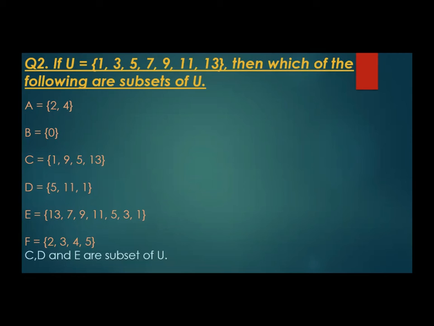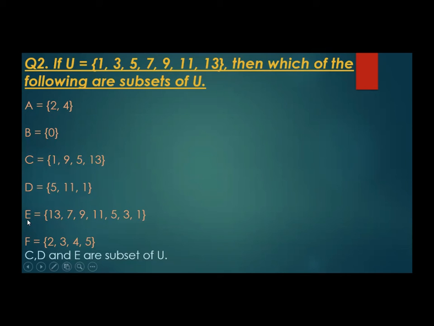Now we have set C. Set C has 1, 9, 5 and 13. These are the elements of set C, and if we observe, 1 is present in set C, 9 is also present in set C. Then the universal set has 5 as well and 13. It means that set C is a subset of the universal set. Then D is 5, 11 and 1. So 5, 11 and 1 are also present in the universal set. So it means that D is also a subset.